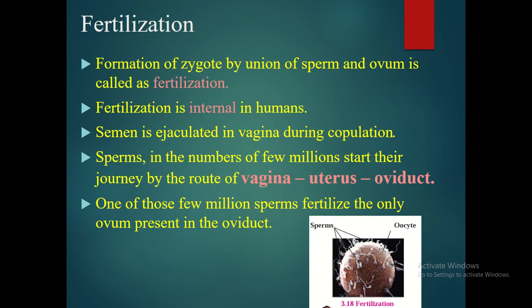Fertilization. Formation of a zygote by the union of sperm and ovum is called fertilization, which is internal in humans. Semen is ejaculated in the vagina during copulation. Sperms in the numbers of a few millions start their journey by the route of vagina, uterus, and oviduct, and one of those few million sperm fertilizes the ovum.